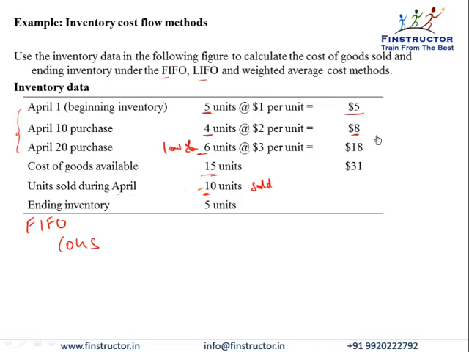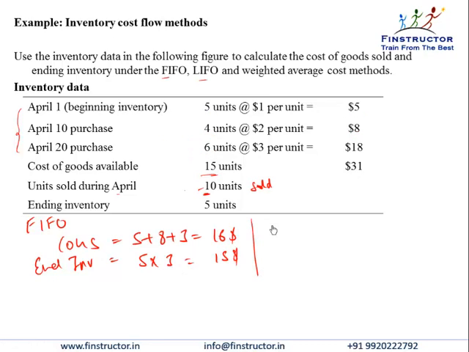So the total cost of goods sold would be 5 plus 8 plus 3, that is $16. The ending inventory consists of 5 units, and all these 5 units were purchased at $3 per unit, giving us an ending inventory number of $15.